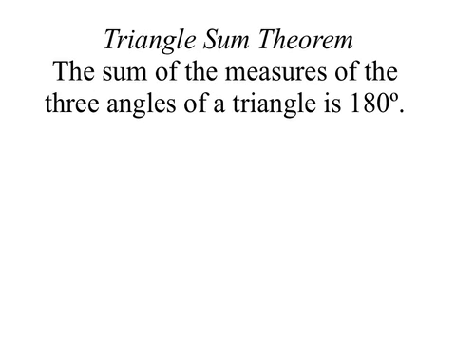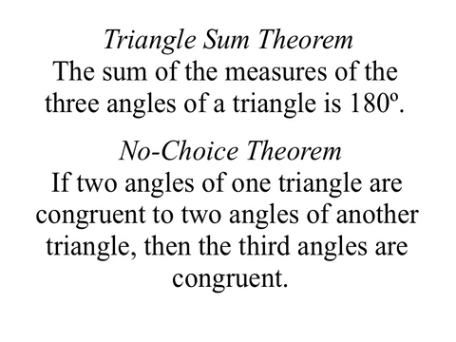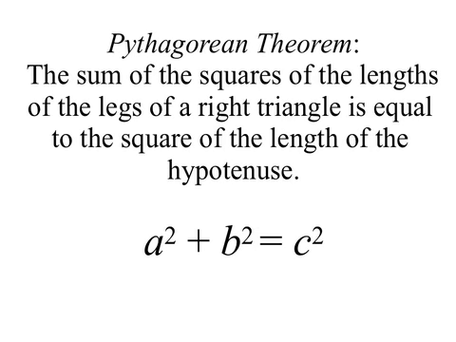Well, in this lesson, we looked at the triangle sum theorem, a theorem you may already have been aware of. The sum of the measures of the three angles of a triangle is 180 degrees. We also looked at the no-choice theorem. If two angles of one triangle are congruent to two angles of another triangle, then the third angles are congruent. We used the no-choice theorem to prove the AAS theorem.